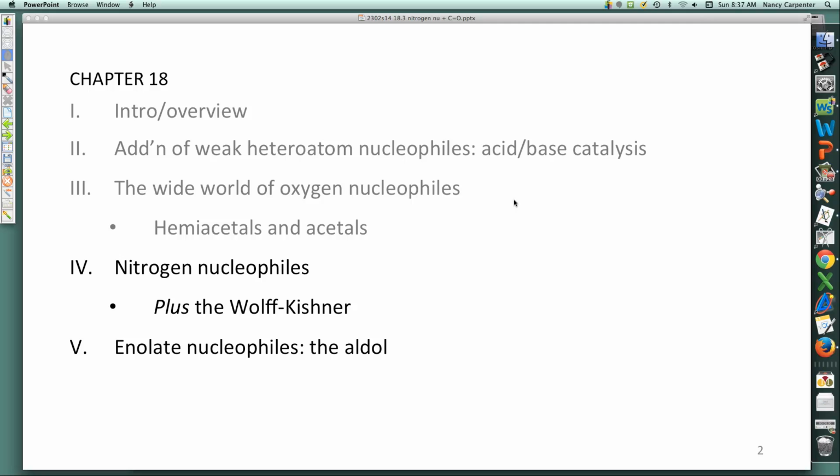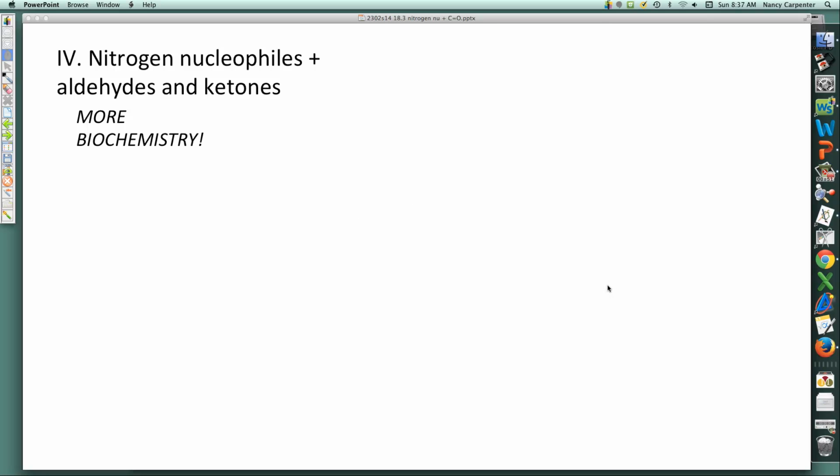So basically, we've just looked at addition of HCN catalyzed by base, primarily the addition of alcohols catalyzed by acid. And now we're going to look at nitrogen nucleophiles and throw in at the end a little bit of an interesting oddball reaction. So, nitrogen nucleophiles plus aldehydes and ketones. Again, this is a huge player in the realm of biochemistry.